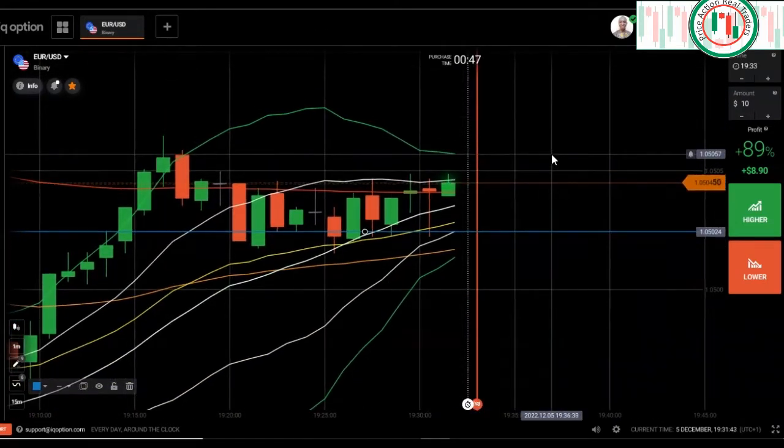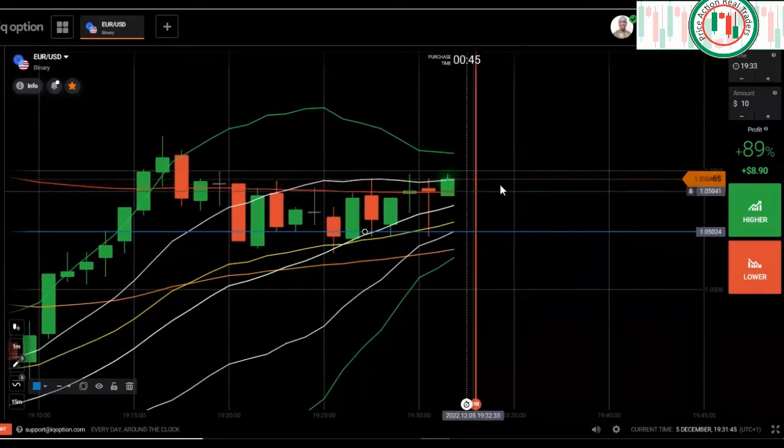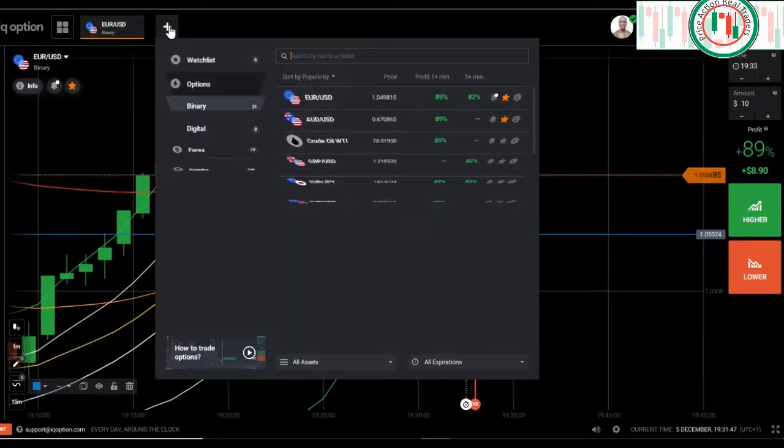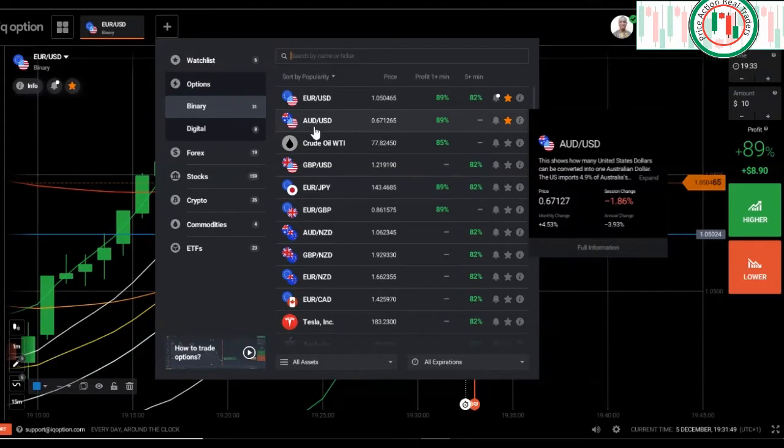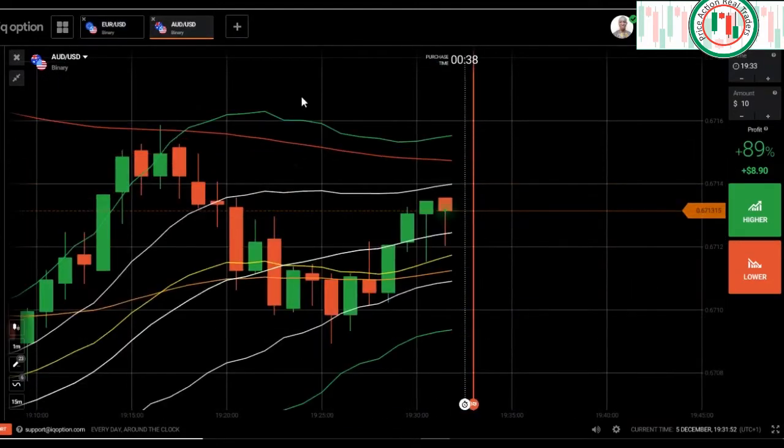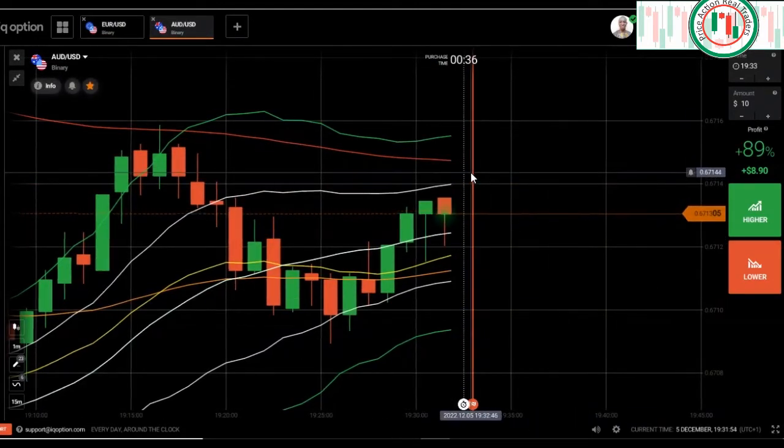Bollinger. You can use the Bollinger strategy to trade. As you can see, the market is still in the evening time because I'm very busy.